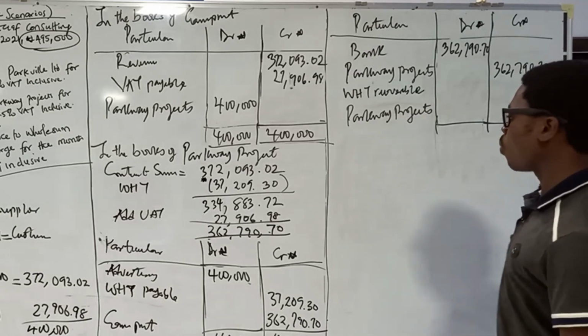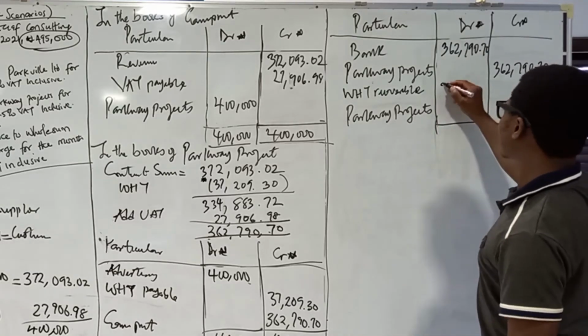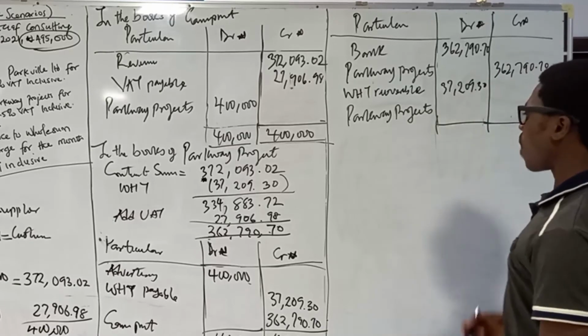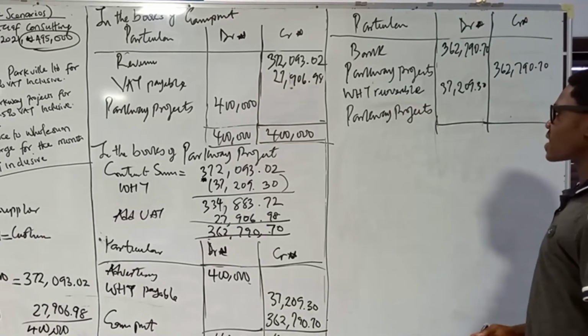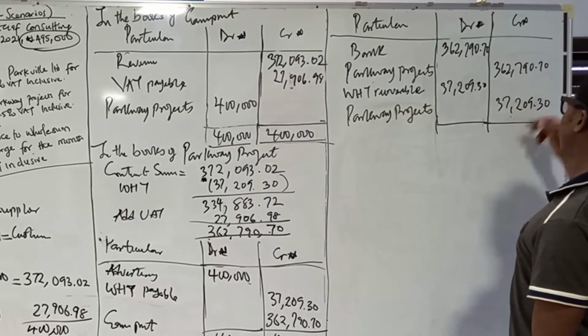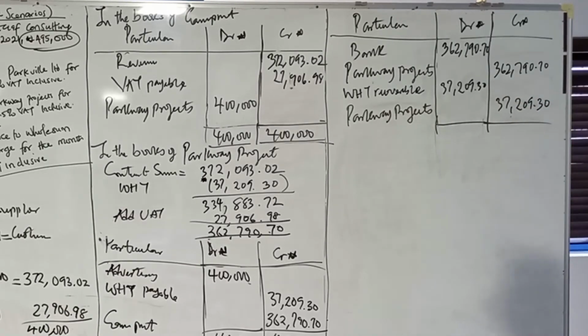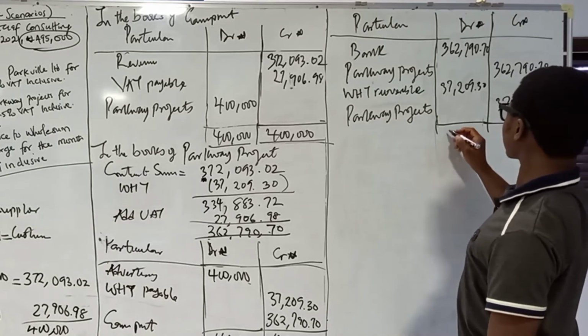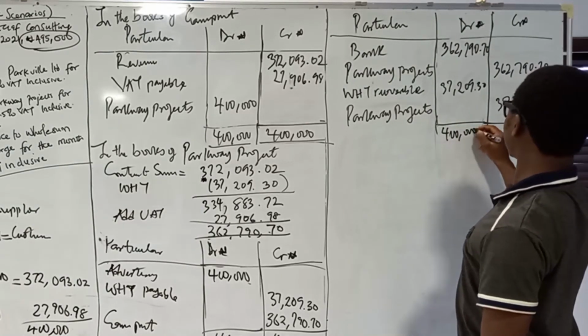So what will happen? Withholding tax recoverable will be debited with 37,209 naira 30 kobo, while Pathway project will be credited with 37,209 naira 30 kobo. The total still gives us 400,000.